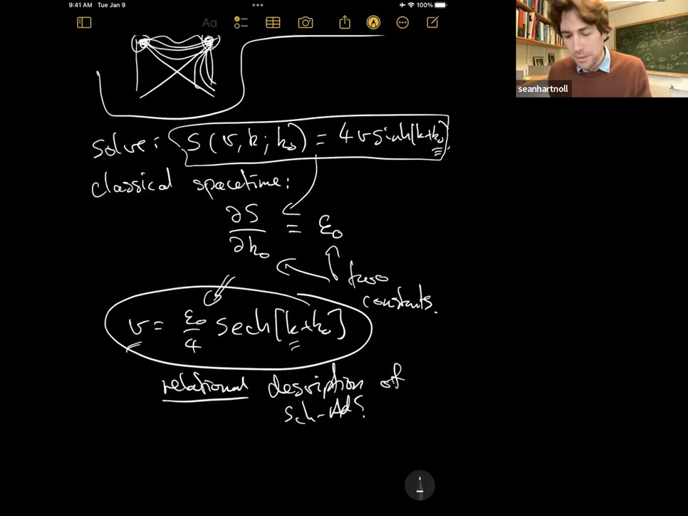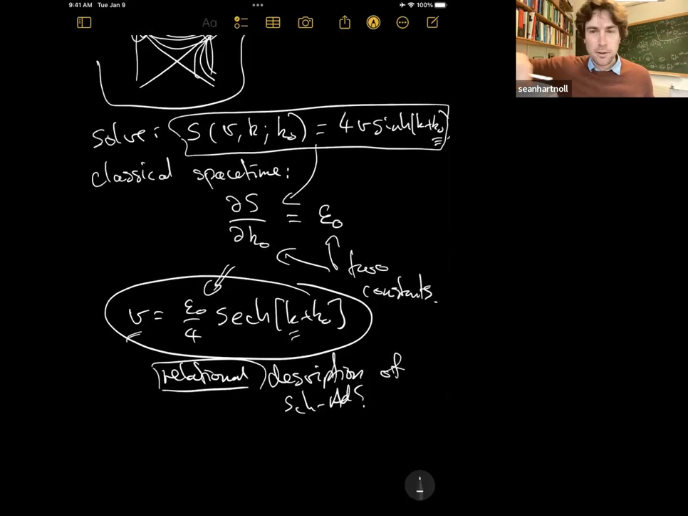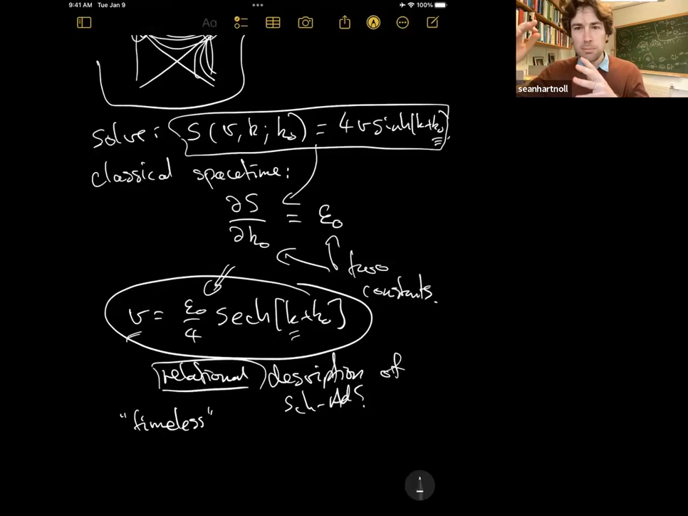It's like if I have a motion of a particle, you could give its position and its momentum in terms of t, or there's a more intrinsic definition where you just give the momentum in terms of the position. That's more like what this is. It relates two metric components without giving them both in terms of time. And that's a classical version of the Wheeler-DeWitt equation being timeless. It's not about how things evolve in time. If you know the shape of the slice that you're on, you know its volume. But you don't have to say what time you're at when that happens.